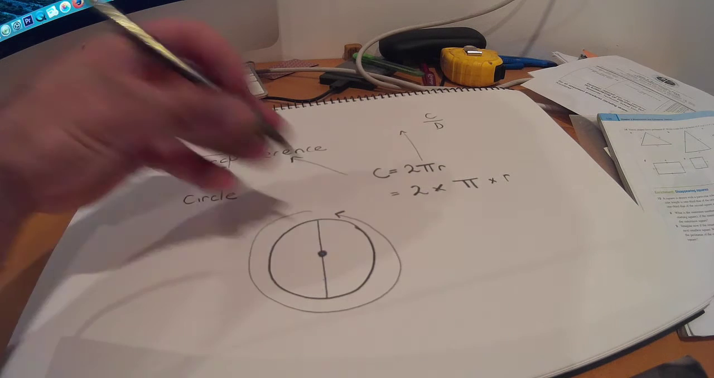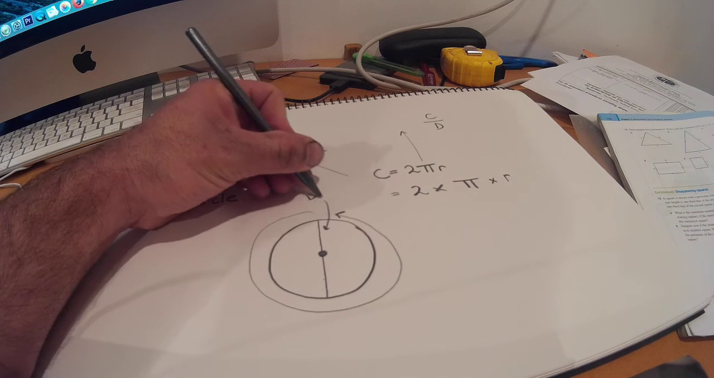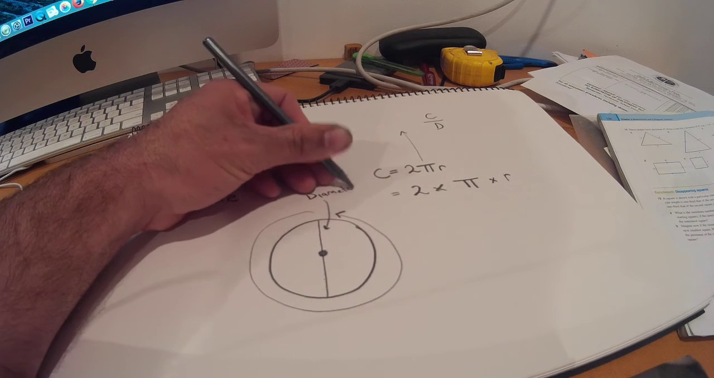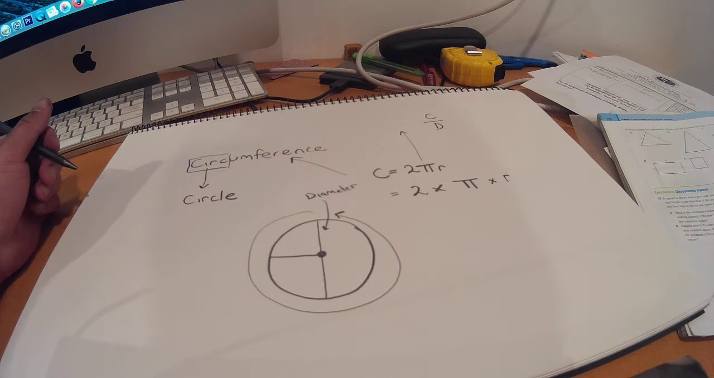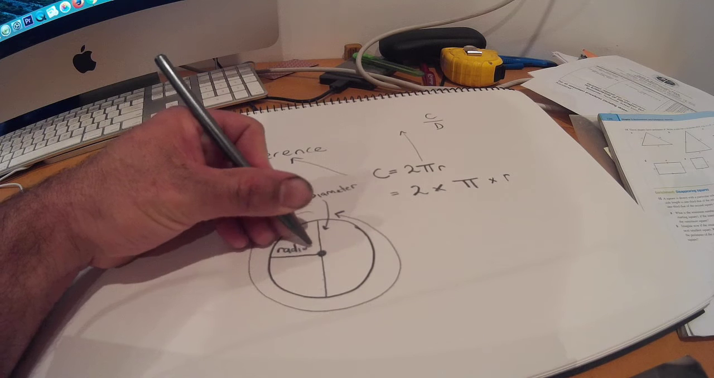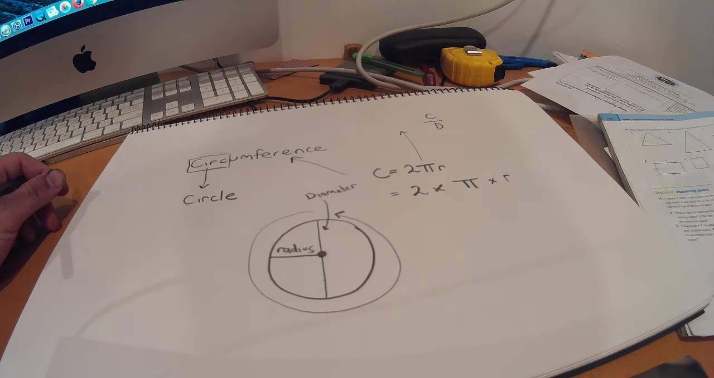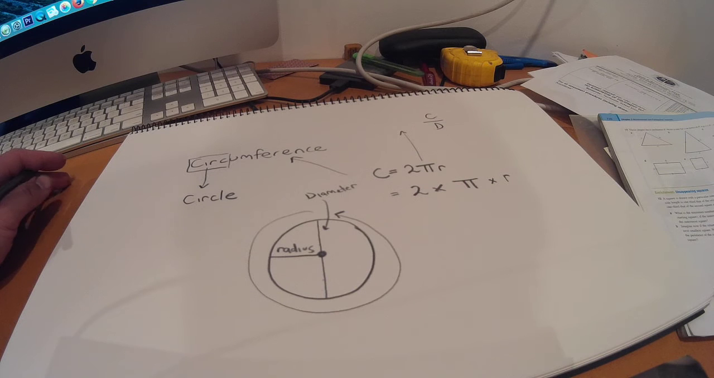You've also got a radius. This is a diameter, the distance across the circle. You've also got a radius, which is half the distance. So that's your radius here. Pretty simple so far. And then there are some other things that you need to know, like chords and segments and whatnot, but let's not worry about that for today. Let's just do our equation 2 pi r.